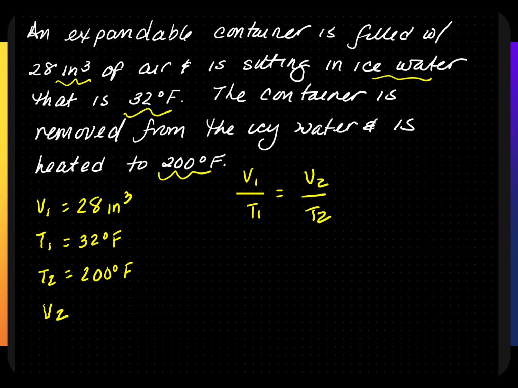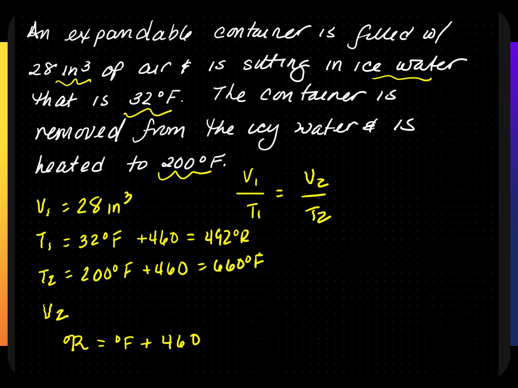Since we are using gas laws and Fahrenheit, the first thing I need to do is convert all the temperatures into Rankine. We know the general formula is degrees Rankine equals degrees Fahrenheit plus my conversion factor, which is 460. My temperature 1, I'm going to add 460. My temperature 2, I'm going to add 460. So my temperature 1 becomes 492 Rankine, and my temperature 2 becomes 660 degrees Rankine.